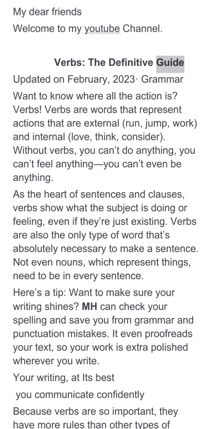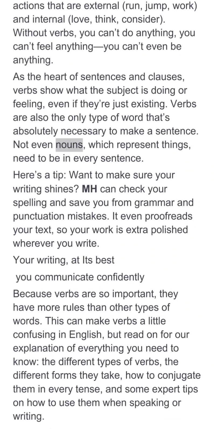Verbs, the definitive guide. Updated February 2023. Grammar. Want to know where all the action is? Verbs. Verbs are words that represent actions that are external (run, jump, work) and internal (love, think, consider). Without verbs, you can't do anything, you can't feel anything, you can't even be anything. As the heart of sentences and clauses, verbs show what the subject is doing or feeling, even if they're just existing. Verbs are also the only type of word that's absolutely necessary to make a sentence. Not even nouns, which represent things, need to be in every sentence.